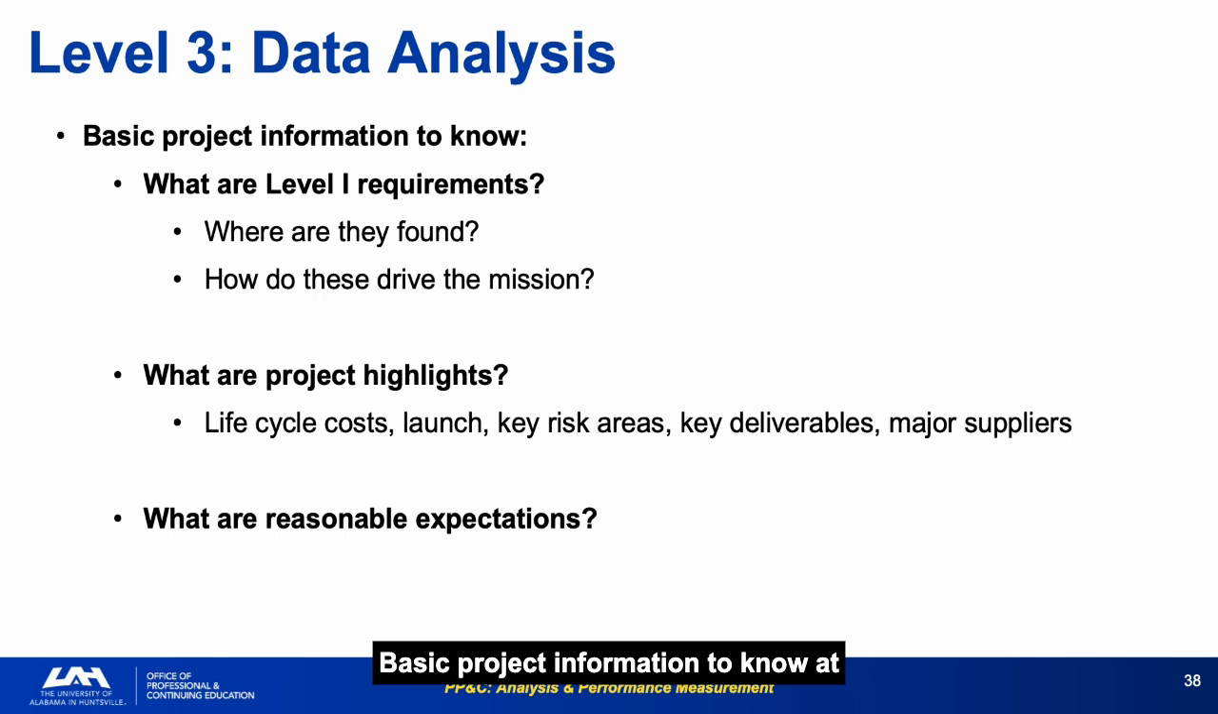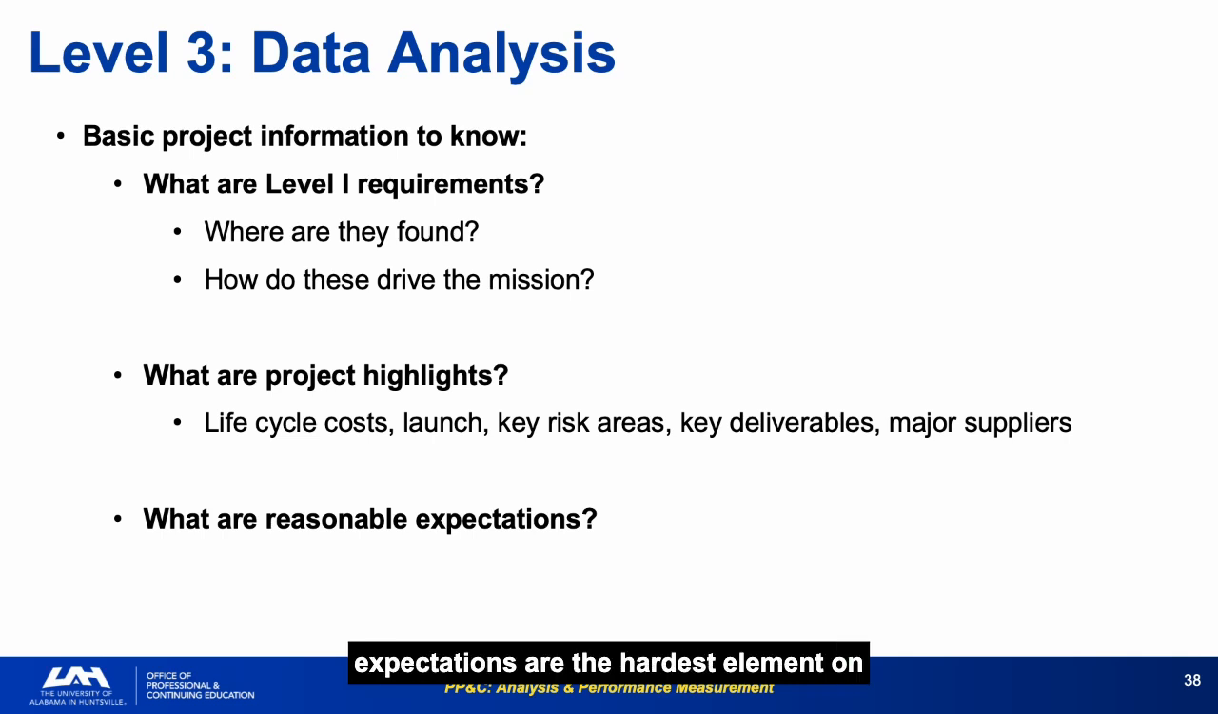Basic project information to know at Level 3. Level 1 requirements, where they are found, how they drive mission, program highlights, life cycle costs, key risk areas, and reasonable expectations. Know where to obtain data from past NASA and DoD missions. Historical precedent is the most powerful tool an analyst has for calibrating whether current estimates are credible.